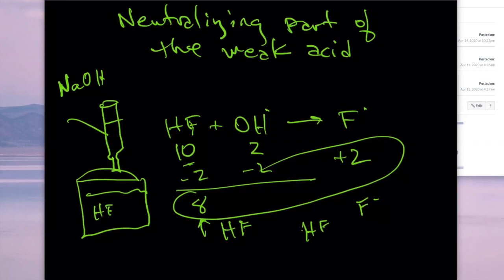We can use the Henderson-Hasselbalch equation. All we've got to do is figure out what the concentrations are, and then we stick them in the Henderson-Hasselbalch equation, and we've got our answer for the pH. So again, as I've said, you guys have already been given the information to solve all of this. It's up to you to put it together.